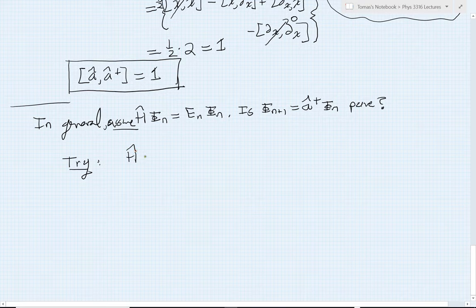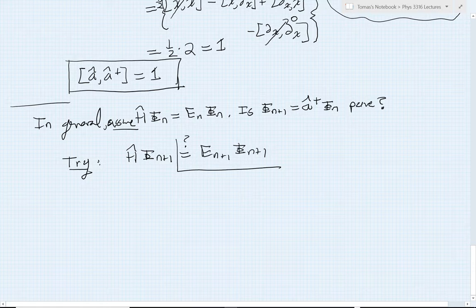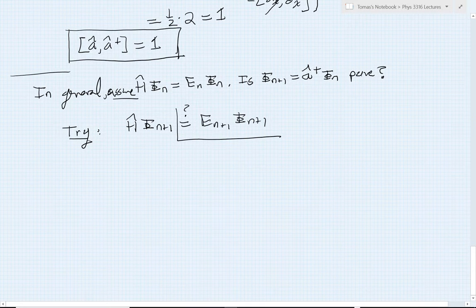H hat now applied to our guess at phi n plus 1. And what we're hoping to get back then is just some constant, which would be the next energy level, times my original state. But we have to prove that. I'm not going to just go ahead and assume that. So we follow the same pattern as before. We now have all the algebraic pieces in place.